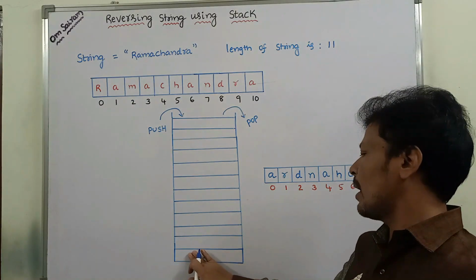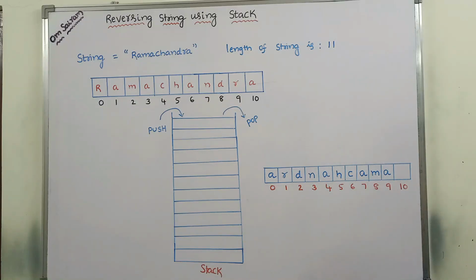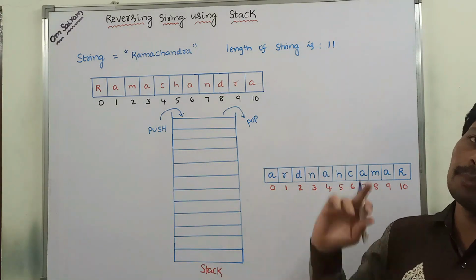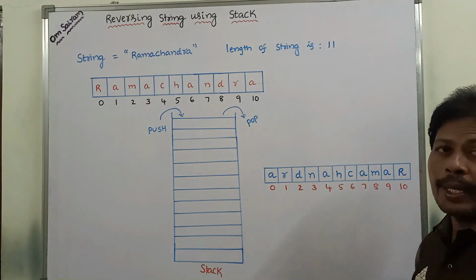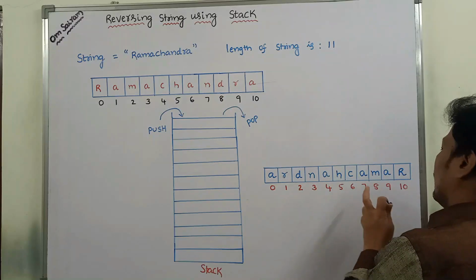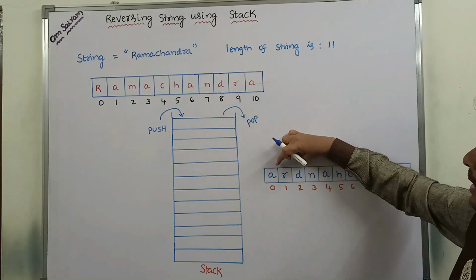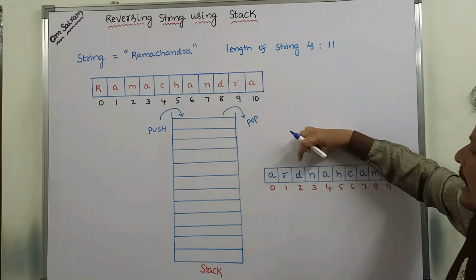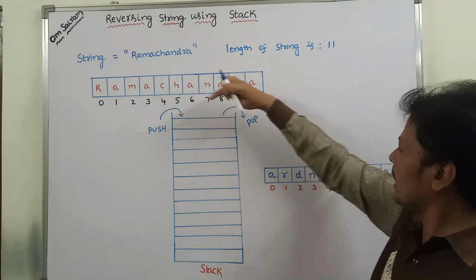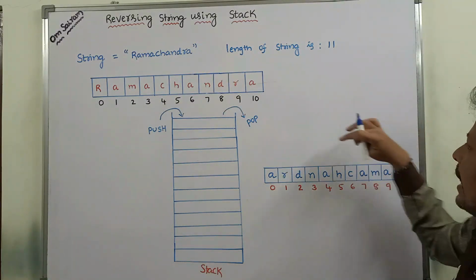Again, we perform the pop operation. So we pop the topmost element from the stack, letter R, and it is stored at index 10. Now the stack is empty. Whenever the stack is empty, the string we have taken can be printed in reverse order. So the reverse order is first A, next R, next D, next N, next A, next H, next C, next A, next M, next A, next R.